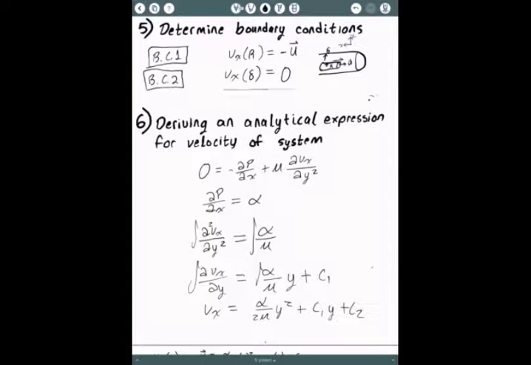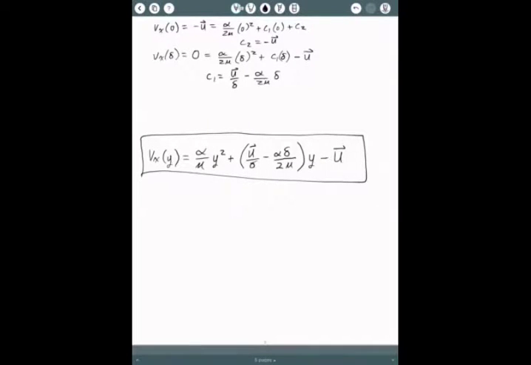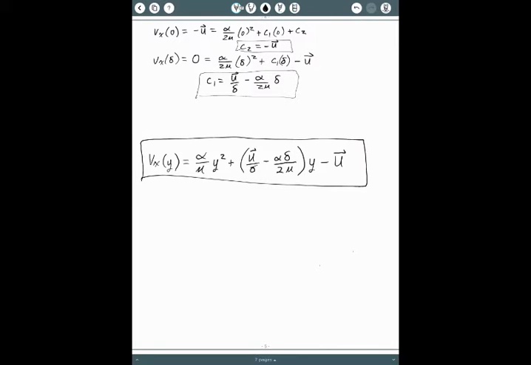So the next step is deriving an analytical expression for the velocity of the system. Using the simplified equation of motion and the pressure gradient, assuming it's constant for now because it's a steady state, so it's just a constant alpha, we then integrate both sides using some algebra, and we find this equation here. To find C1 and C2, we use our boundary conditions and solve for C2 and C1, which I know you guys can do. And that's how you find the velocity profile for the system.